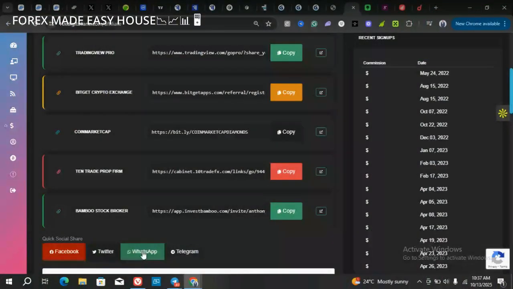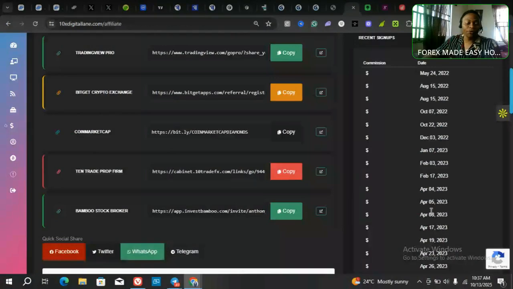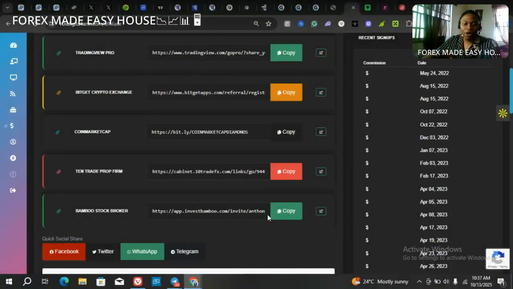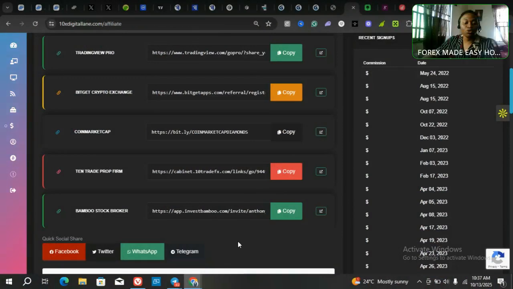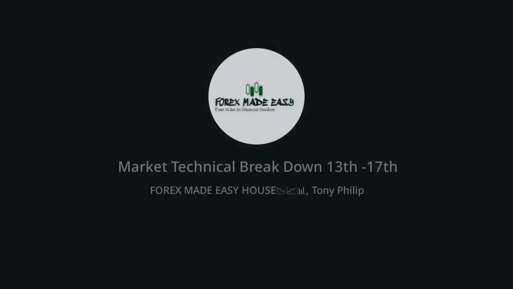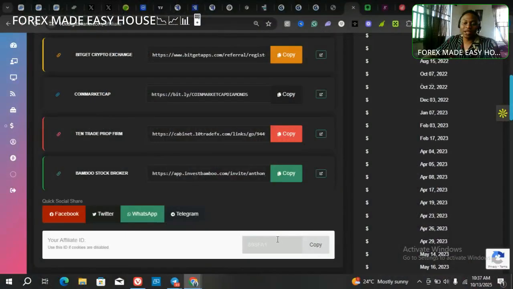Because you have a commission base. You can see the commissions that have been paid over time on the right hand side. You have a commission based system. If you share your unique link on Facebook, Twitter, WhatsApp, whatever, it will be created for you. And anybody who purchases the course through that unique link will earn a commission instantly, and it can be paid out. You have your commission affiliate ID as well.